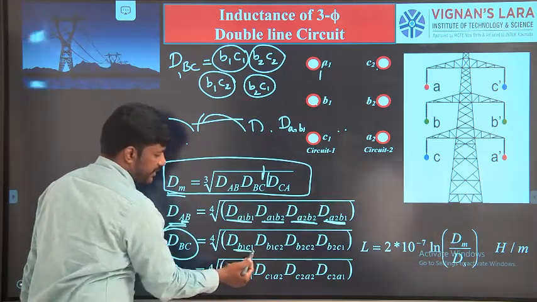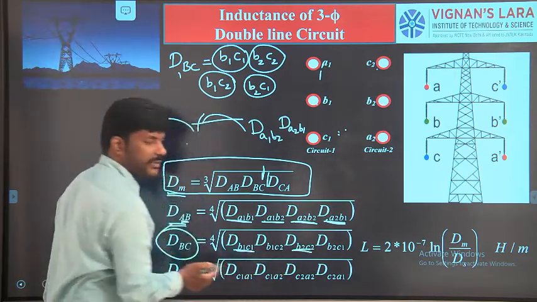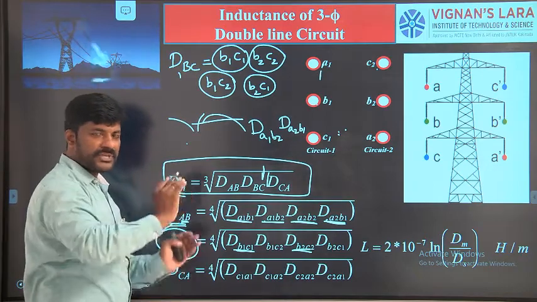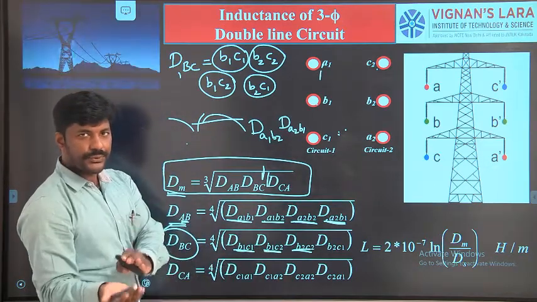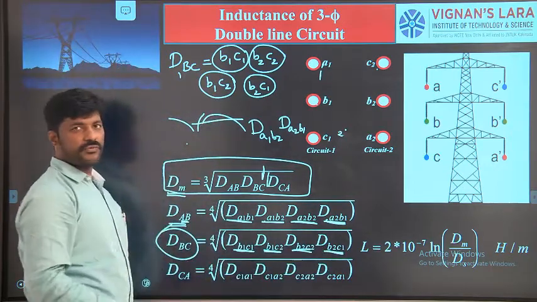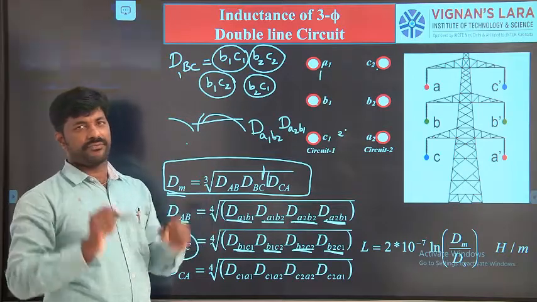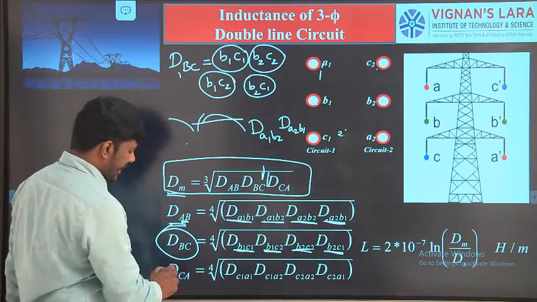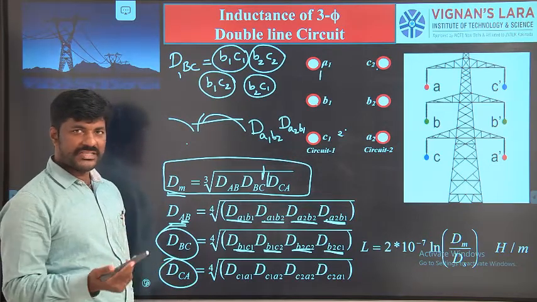B1 C1 individually within circuit 1, B2 C2 individually within circuit 2, from circuit 1 to circuit 2, B1 to C2, and from circuit 2 to circuit 1, B2 to C1. Yes, total 4 distances are there. We take the product of these 4 distances, whole to the power 1 by 4. Coming to the last category, the CA group, is also in the same fashion.